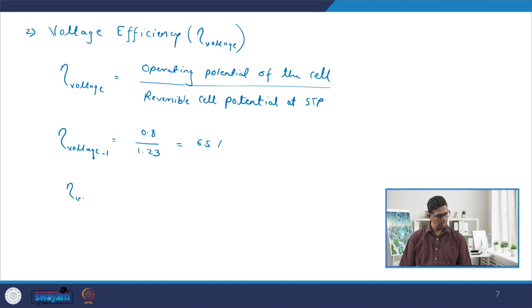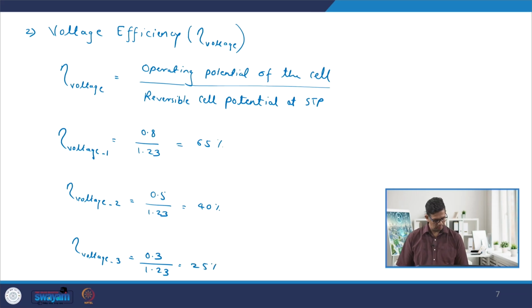The voltage efficiency for the second point, where the operating point is at 0.5 volt, is 0.5 divided by 1.23. This number gives us an efficiency close to 40%. For the third point, the voltage efficiency at 0.3 volt is 0.3 divided by 1.23, which will give us around 25%.